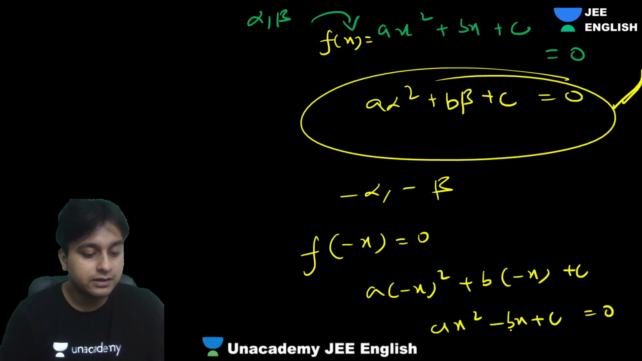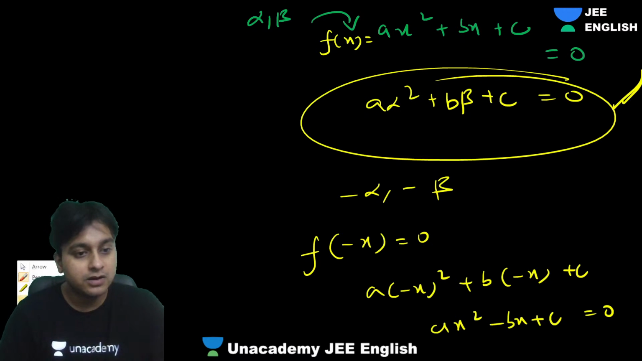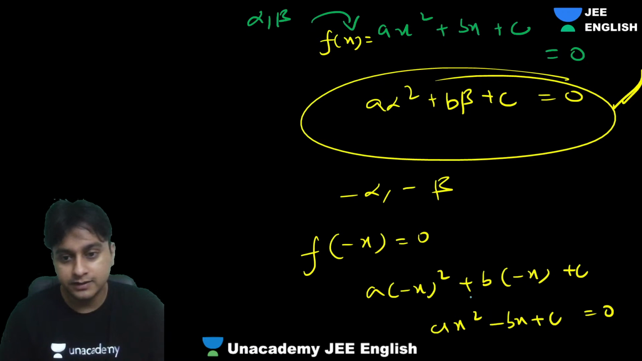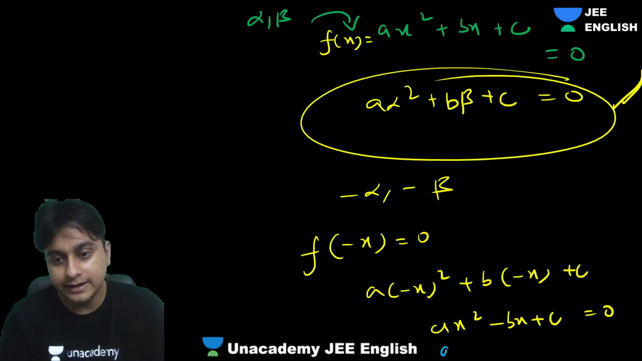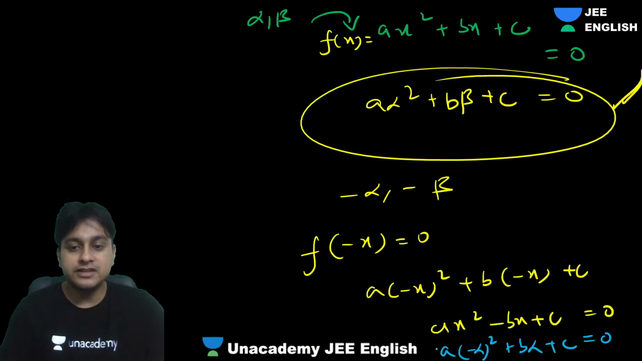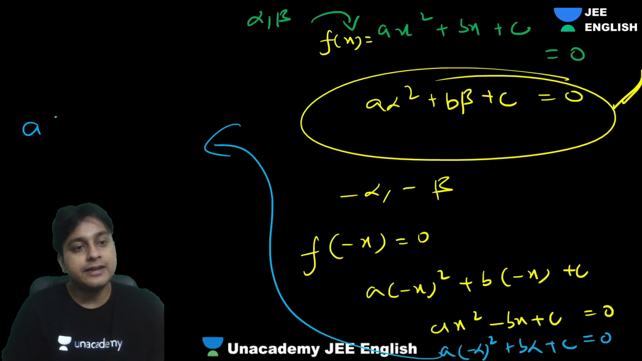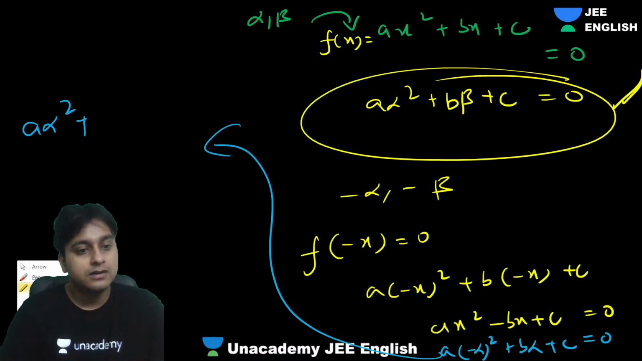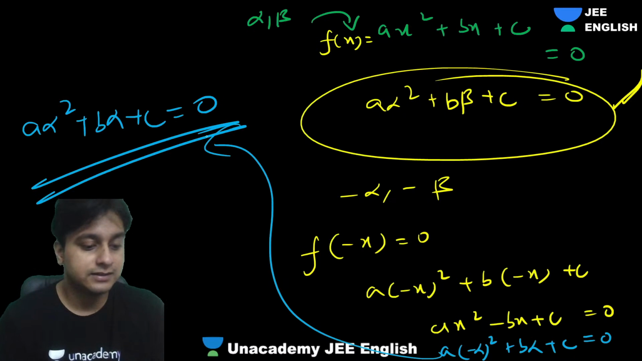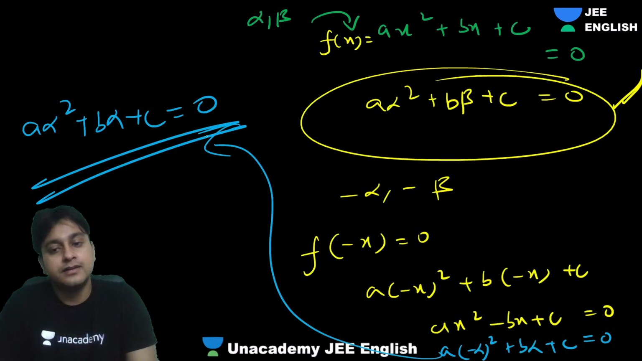Now let's put minus alpha here. What are we getting, guys? Tell me. When you put minus alpha here, what will you get? A of minus alpha square plus b alpha plus c, since minus of minus alpha will be plus b alpha. Isn't it? What are we getting? That will be 0 only. We will be getting a alpha square plus b alpha plus c equal to 0, right everyone? Yes, that's what we got.